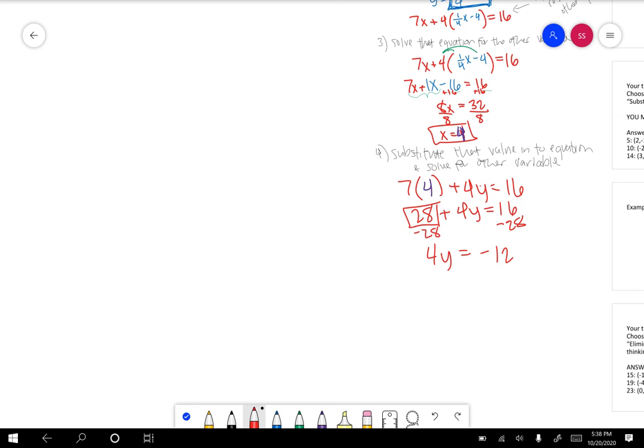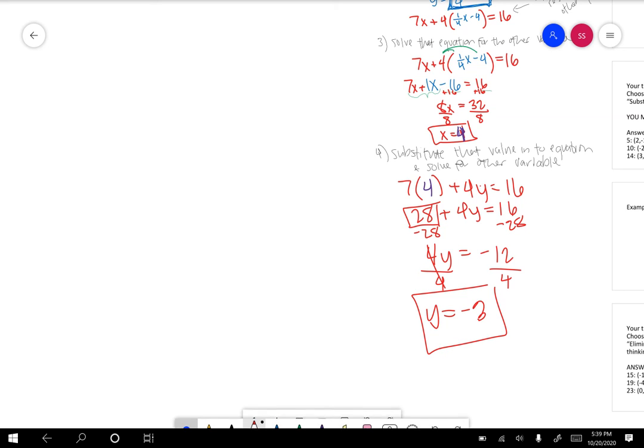Okay, equals negative 12. And to get the y by itself, it's being multiplied by 4 right now, so we would divide by 4. And again, if you're lost in how we're solving these equations, I would go back to one of the previous videos we've done in this class that talks about solving equations. Okay, 4 divided by 4, that just cancels out. We get 1, so 1y, or just y. And negative 12 divided by 4 gives us a negative 3.